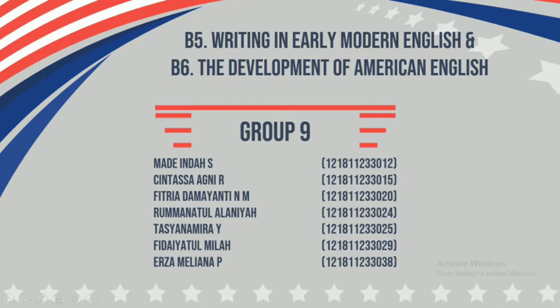This week, we are going to study two topics from B5 and B6 about writing in early modern English and the development of American English. So let's start the presentation.